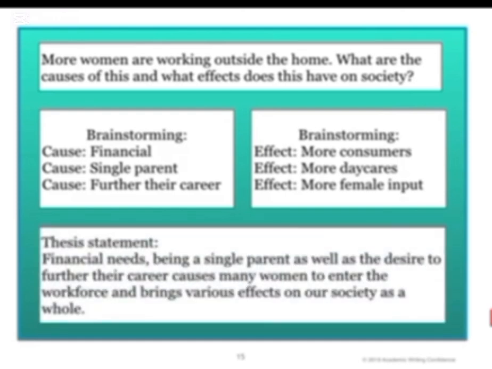Now, with these ideas, you could write a thesis statement like this: financial needs, being a single parent, as well as the desire to further their career, cause many women to enter the workforce and bring various effects on our society as a whole. Now, in this type of cause and effect essay, it's better not to add all the causes and effects in your thesis statement, as it becomes too long and cumbersome.